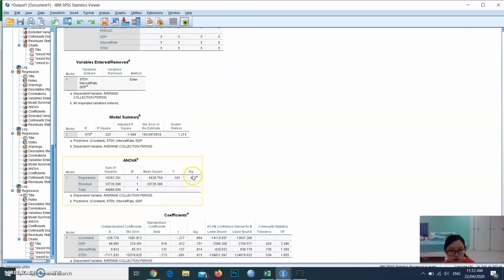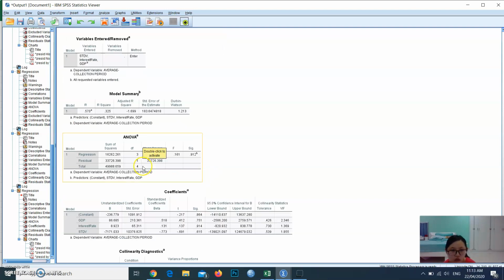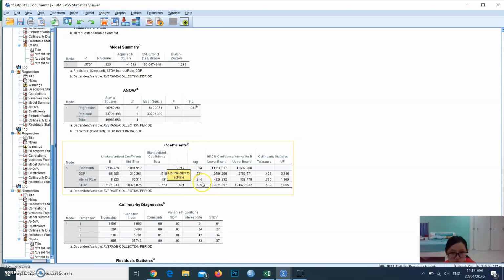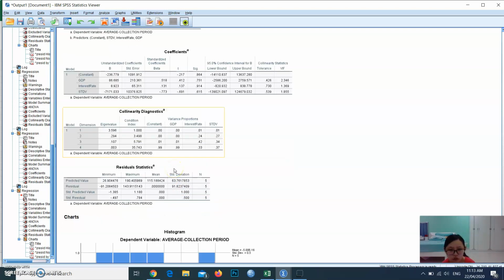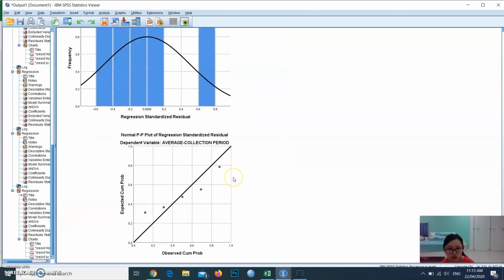From this, we can see that it's not significant because more than 0.1. From this table, we can see these three external factors are not significant. But from this table, we can see GDP and interest rate are on the positive side, meaning that increasing the GDP and interest rate might solve the credit risk of the company. This is a graph and plot.